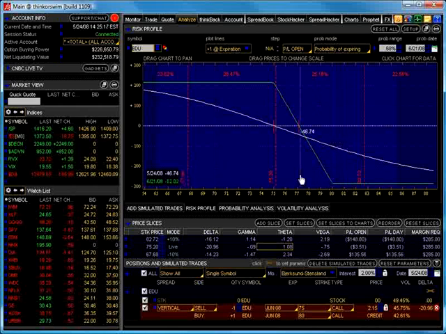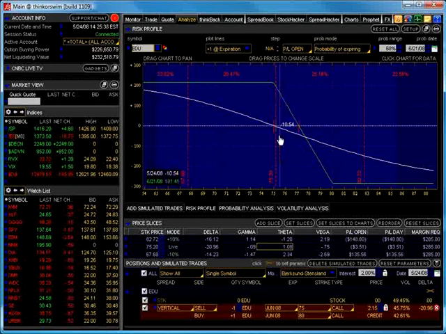What happens though, with the sale of a vertical spread, we get positive theta. Theta is the decay of the option over time that progresses until expiration. Theta will increase in time as we get closer to expiration.